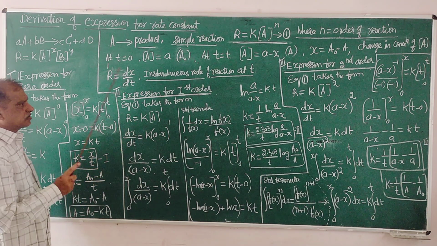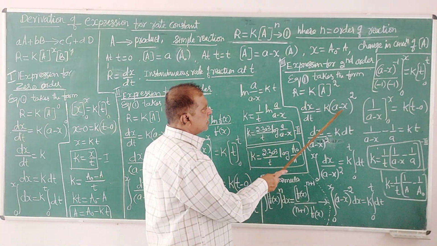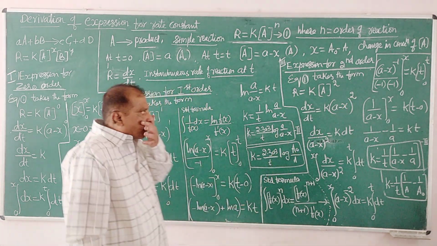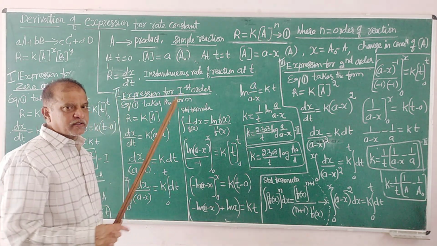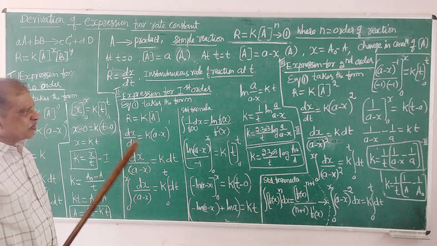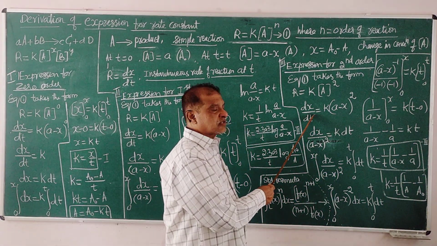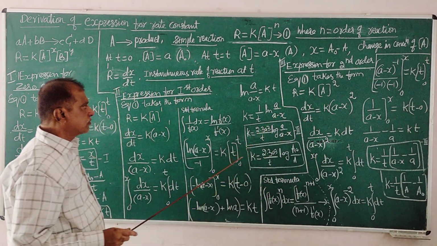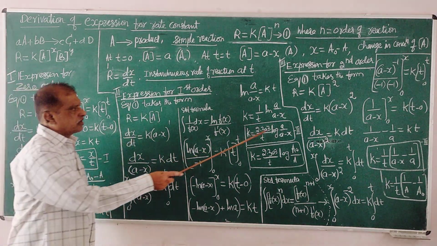Substitute for this and this in this equation for second order: R equals this, the concentration is a minus x, but the exponent is 2 here. Now in the differential equation, you have to separate the variables, putting the same functions on one side. These are differential equations. Okay, we have taken these differential equations for zero order, first order and second order.